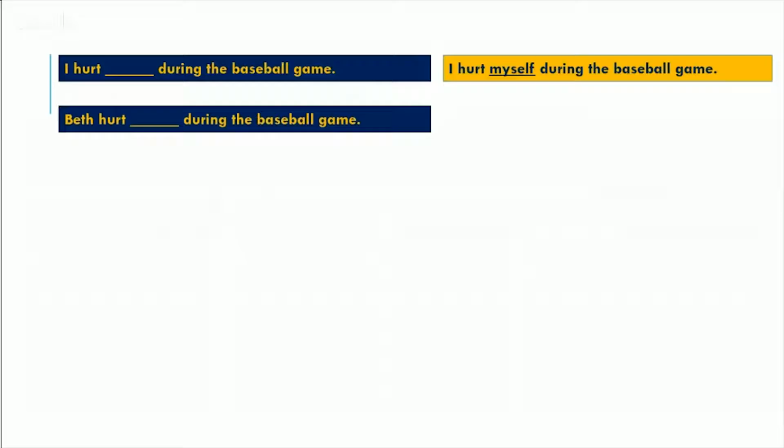I see Mariela has one, and Katia and Nereida has one as well. Thank you. So we have, I hurt myself during the baseball game. Yo me lastimé durante el juego de baseball. Y eso es correcto. That is correct. I hurt myself. Y myself es una palabra junta, todo junto. I hurt myself during, durante. During the baseball game. Let's look at the next one.